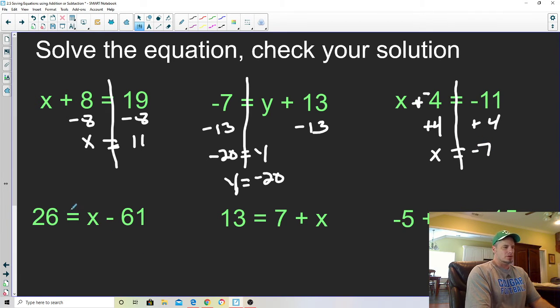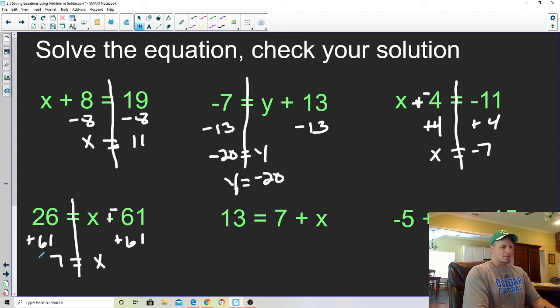Okay? Here, we are going to bring the line down. I'm going to change it, change it. Okay, so in this one, I've got a negative 61. I want to make the negative 61 go away. Add 61 to both sides of the equal sign. When I do that, bring the x down. You get 87. Those are both positive, so you add them.